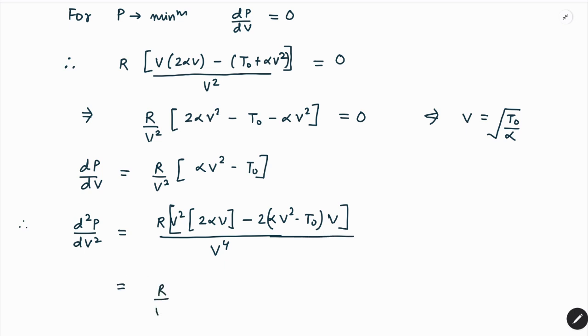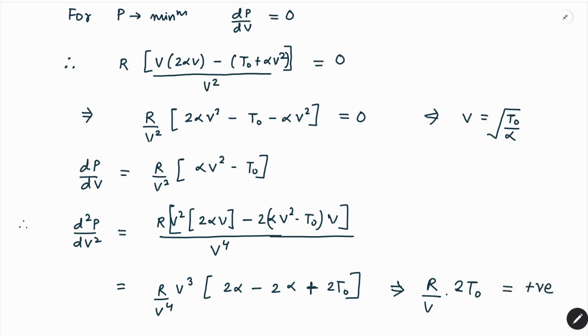So R upon V to the power 4, with the V cube term taken common, then we have 2 alpha minus 2 alpha plus 2 T naught. So 2 alpha and 2 alpha cancel out, and we get this expression as R by V times 2 T naught. So this entire term is positive.